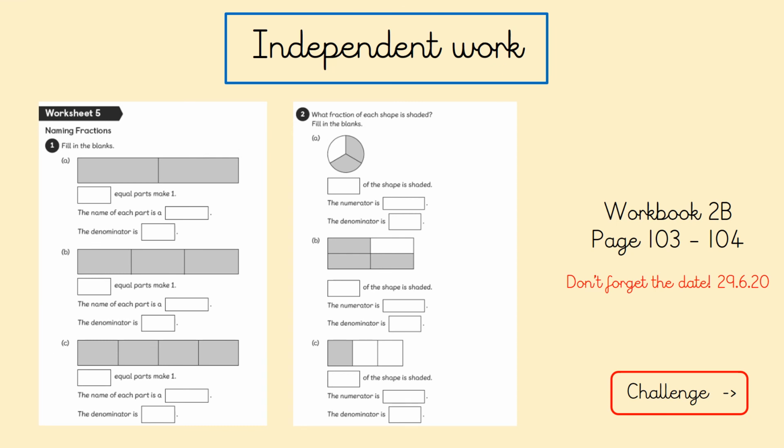So now it's time for your independent work. It's in your 2B workbook and it's pages 103 and 104. Again, it's given you different pictures of fractions and you need to fill in the blanks to complete the sentences. Think very carefully about what numerator means and what denominator means. It might help you to have the screens showing you what the numerators are and the denominators are up on the video, paused, to help you remember as you're doing your work.